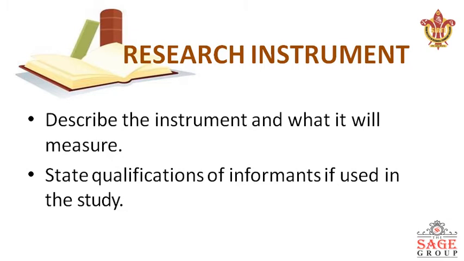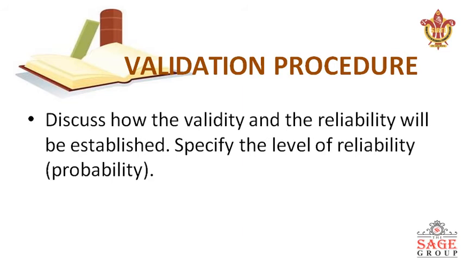Second, when we get a result, we have to validate that result. So what validation procedure are we going to use? In this, we have to discuss how the validity and the reliability will be established. Basically, the results which we obtain are to be validated against a set of results previously obtained in some other study. So we have to specify the level of reliability.